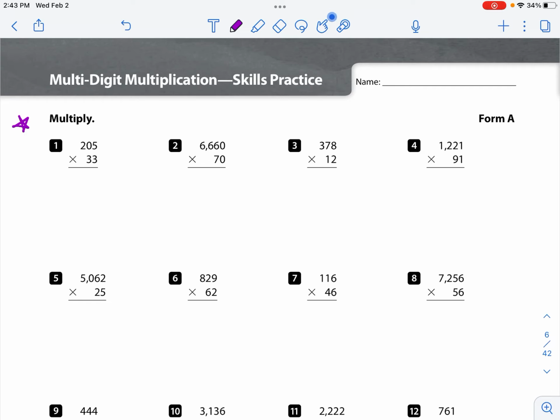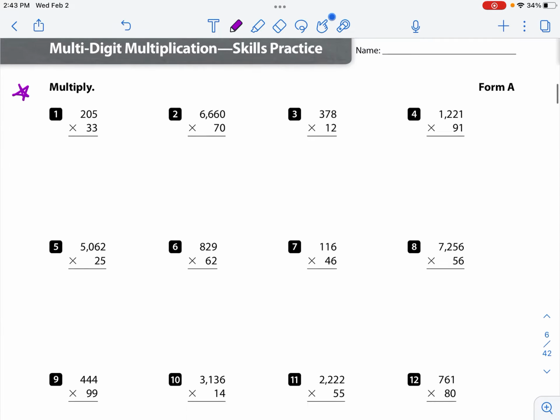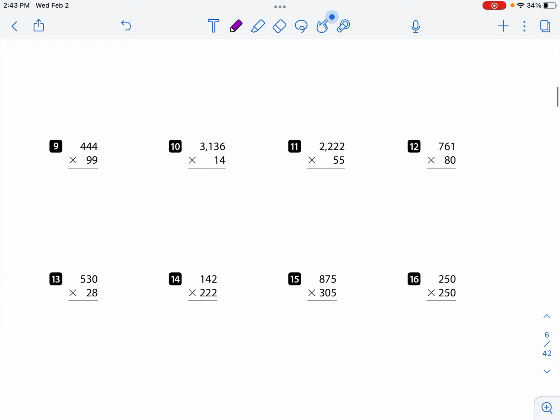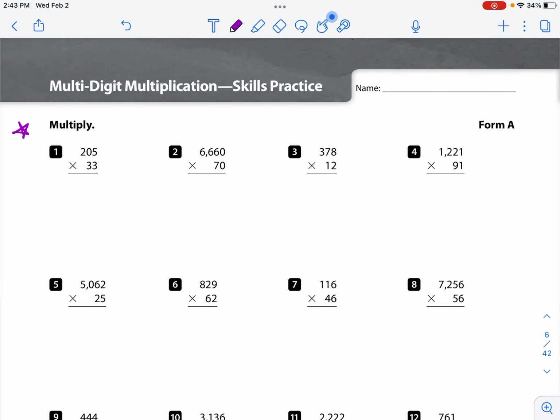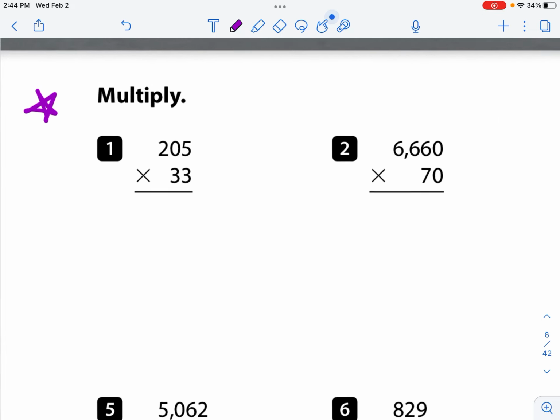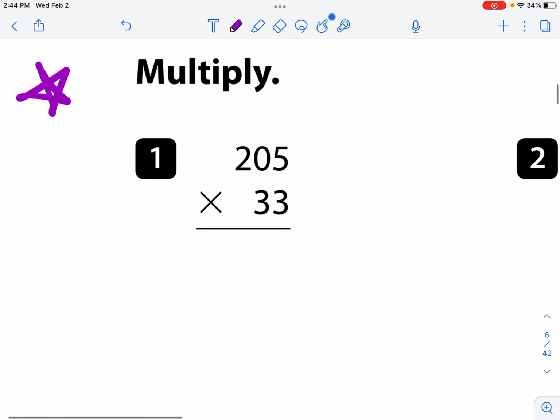So we're going to do a couple practice problems together. This first one, I'm going to go ahead and zoom in. Oh, by the way, I'm on page 384 in the back of your practice book. So if you don't have that out, you may want to pause this. Go to page 384 in the back of your practice book. I'm going to go ahead and zoom in on this problem here. We have 205 times 33.